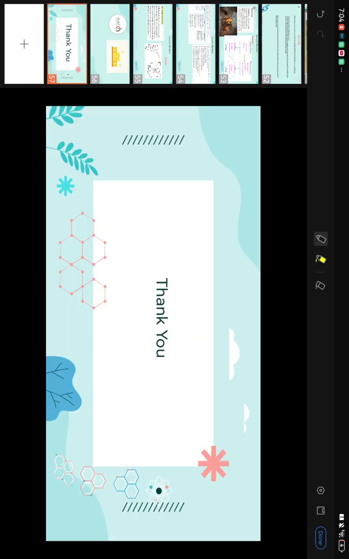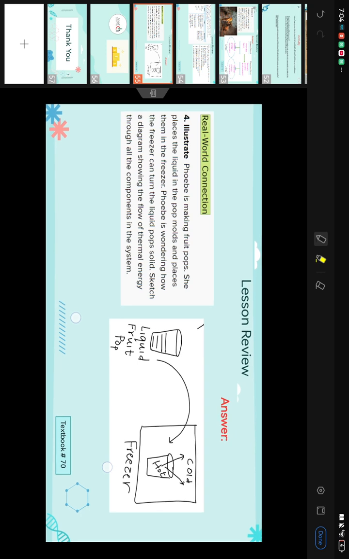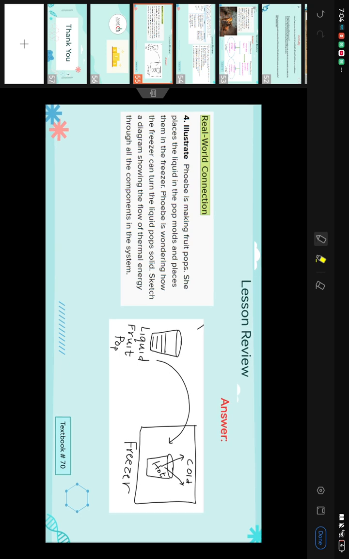Okay, so here we have fruit pops. She placed the liquid pops in a mold and put them in the freezer. So as I said before, thermal energy transfers from hot to cold, from the liquid to the freezer.